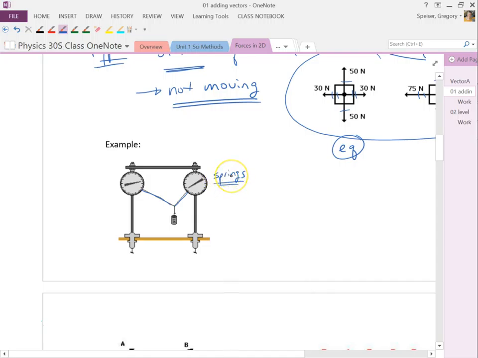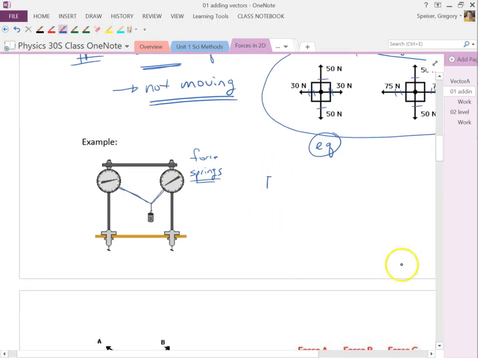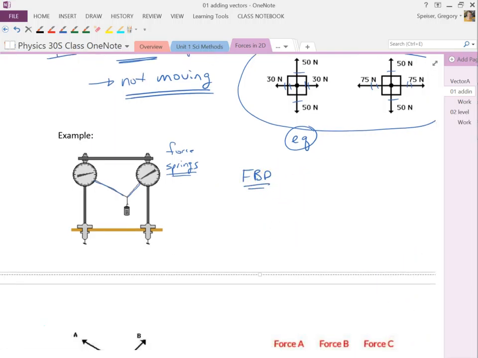Or I should even say, they tell me they're springs that tell me how much force is being applied. So if we were to do a free body diagram of this situation, let's draw a free body diagram. And really, when you say free body diagram of what, I guess it's sort of this point right there.